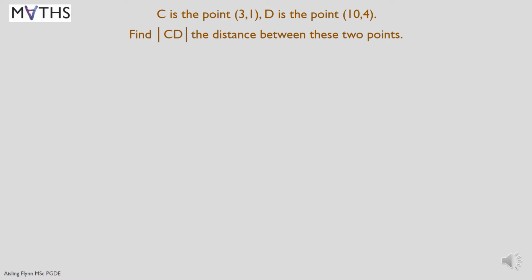So notice there the use of these parallel lines to indicate distance or length. So the length of the line from C to D is the same as the distance between the 2 points, or the size of. So you've seen these parallel lines used before when you did the modulus in complex numbers. It means the size of, the length of, or the distance.